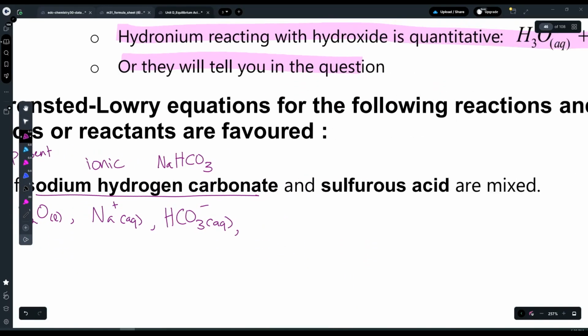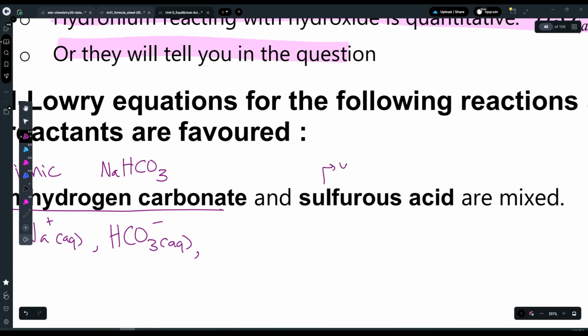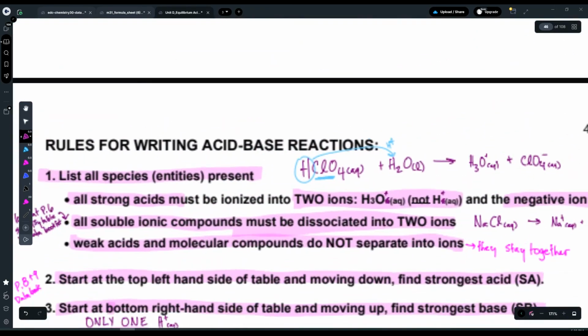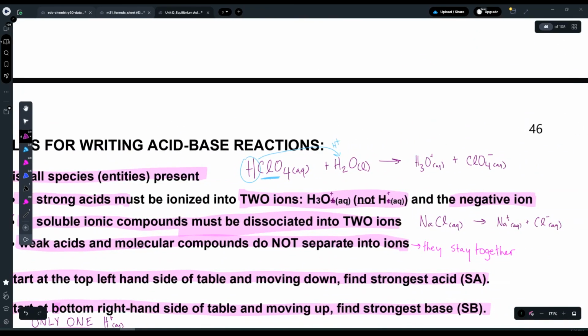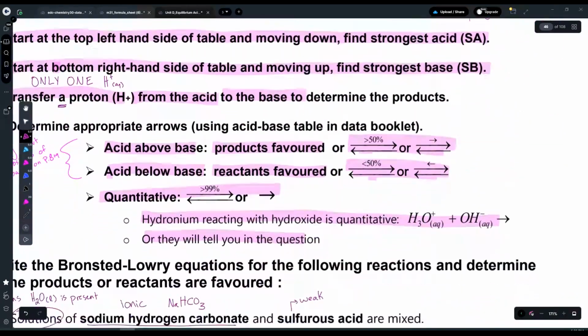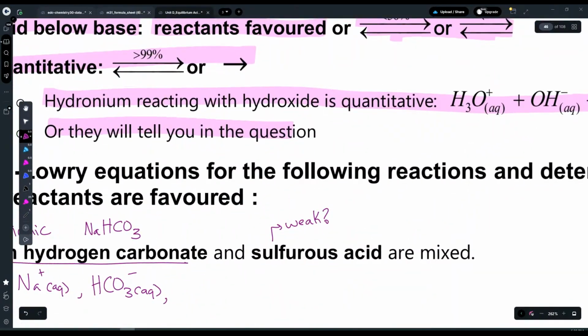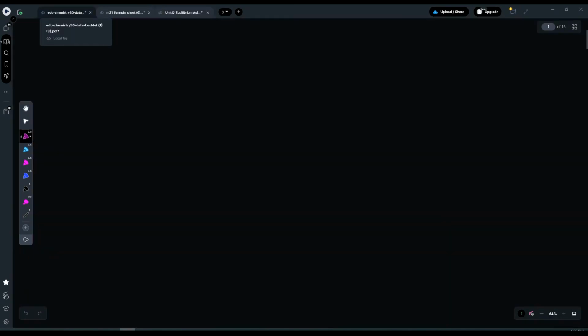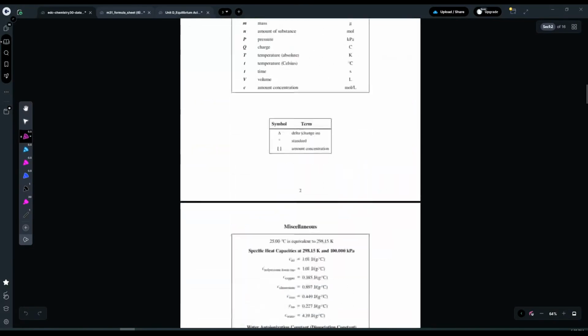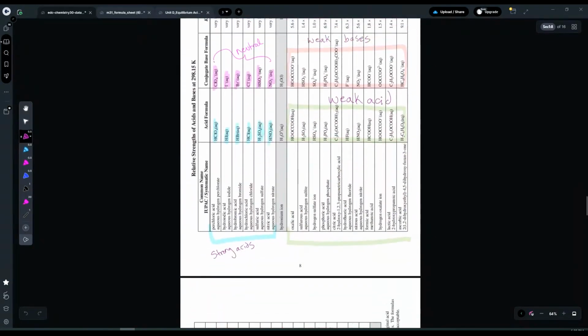The other solution we have is sulfurous acid. So for sulfurous acid, we need to ask ourselves, is it weak or is it strong? Because that will determine if we need to list hydronium and the anion, so the negative ion, or if we keep it together. So is it weak? Is it strong? Right now we don't know. We need to find it on page 8 or 9 of our data booklet here.